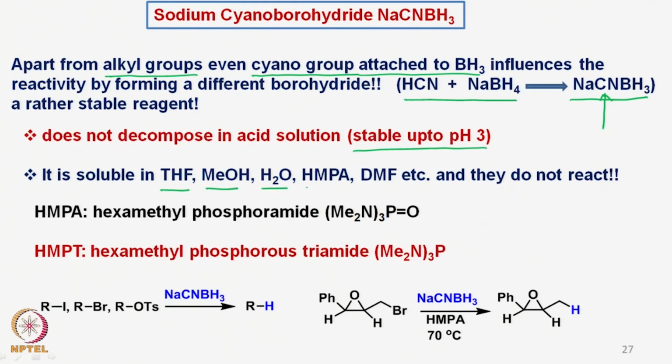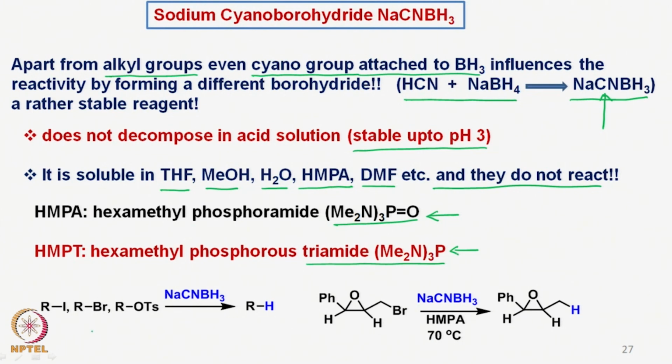It is also soluble in THF, methanol, water, HMPA, that is hexamethylphosphoramide, and DMF, that is dimethylformamide, and it does not react with these solvents. Now just for comparison, this is a phosphoramide and this is a phosphorus triamide, but this is more used as a solvent and this is used as a kind of phosphine in comparison to triphenylphosphine or trialkylphosphine. What does sodium cyanoborohydride allow the reactions of?